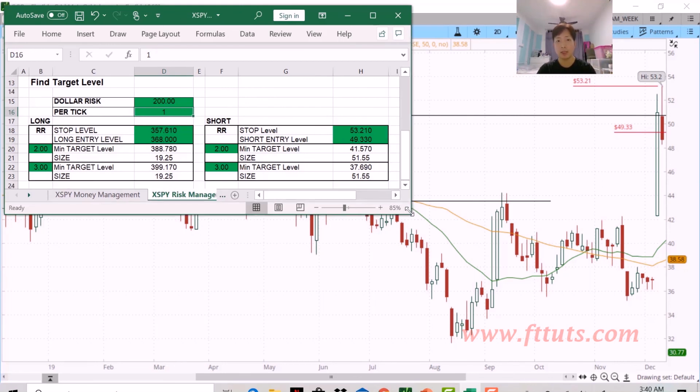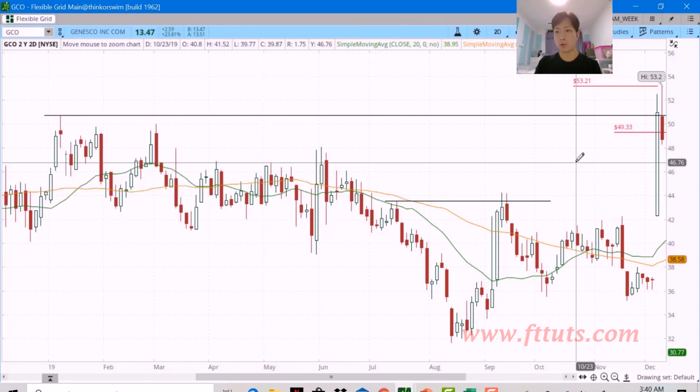Very quickly, the Excel sheet tells you that over here RR in green, if you want a risk reward of 2, you can key in 2. If you want a risk reward of 1.5, you can key in 1.5. By default, if you are aiming for 1:2, your target is at $41.57, and the size, how many shares you're going to short, is 51 shares. Of course, you cannot short 51.55 shares, so we can round down to 51 shares. So the target is at $41.57.